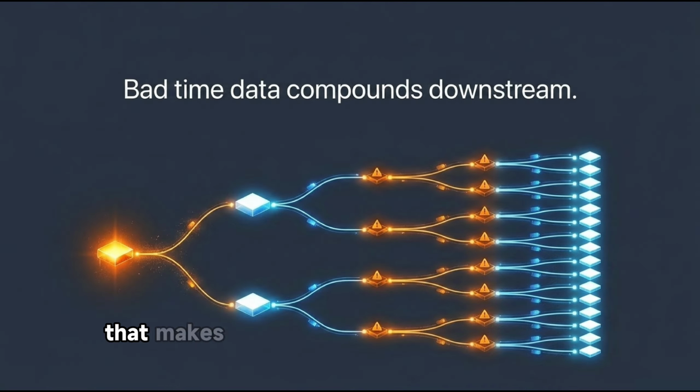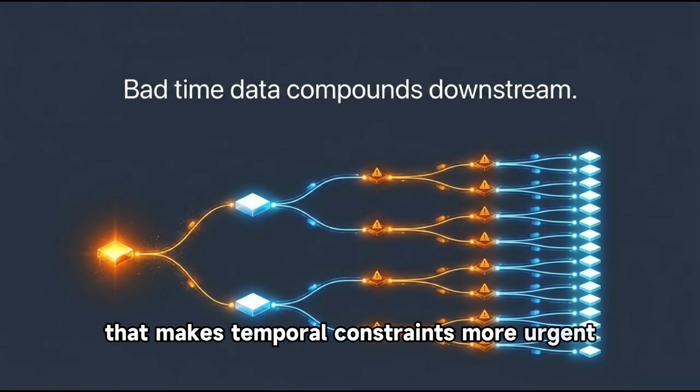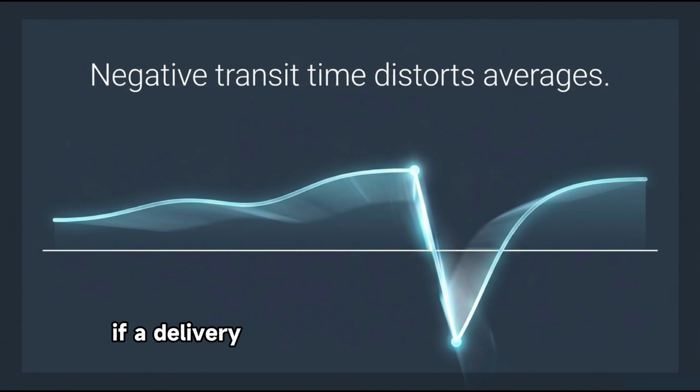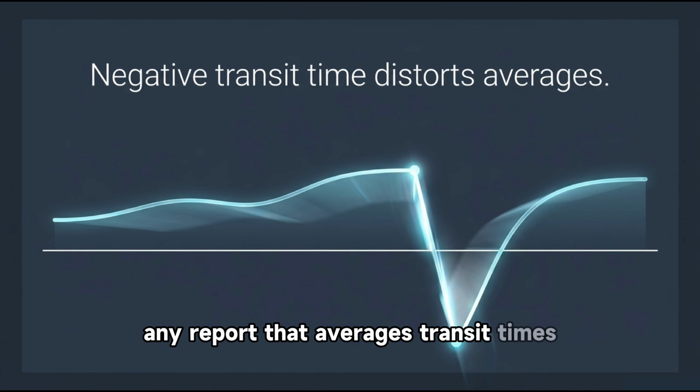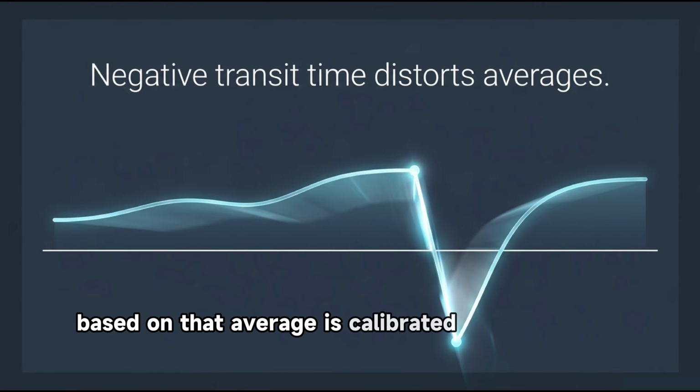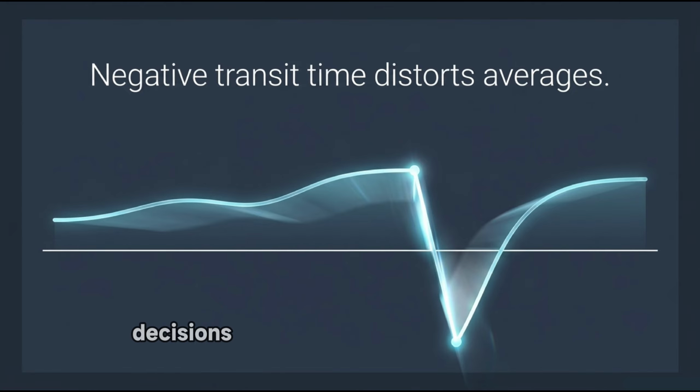Here is the failure that makes temporal constraints more urgent than many teams realize. Bad temporal data doesn't just produce wrong reports, it produces compounding errors. If a delivery appears to precede a collection, the transit time calculation is negative. Any report that averages transit times now has a negative value, pulling down the average. The average is wrong. Any threshold or alert based on that average is calibrated against wrong data. Decisions made against those thresholds are potentially wrong.